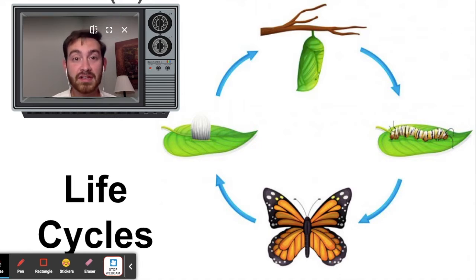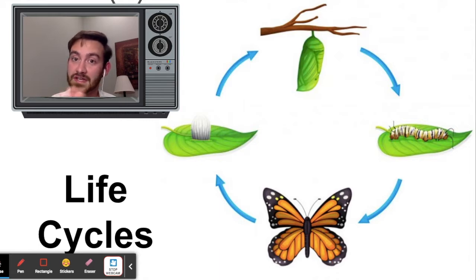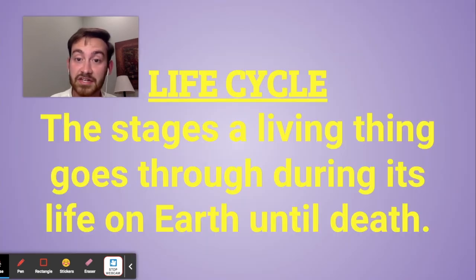Well, a cycle is usually in a circle, as you see here, where the butterfly is changing through its life. It goes in a circle. So the definition of a life cycle would be the stages that a living thing goes through during its life on Earth until it dies. So every living creature on this Earth goes through a life cycle, including you.